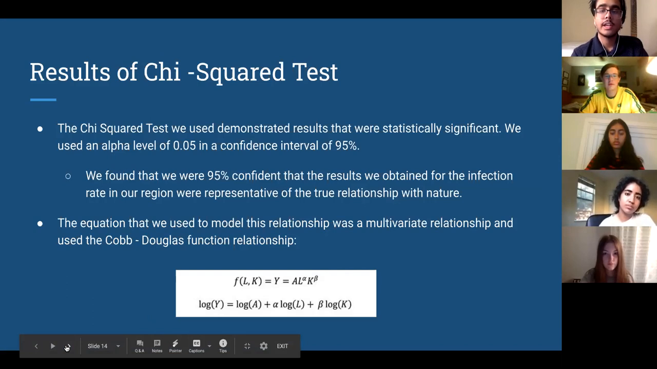The chi-squared tests produced results that were statistically significant. We used a p-value of 0.05, and that was included in a confidence interval of 95%. Because our calculated chi-squared value was less than the critical value at 0.05, we were 95% confident that the results that we obtained for the infection rate in our region were representative of the true relationship with nature.